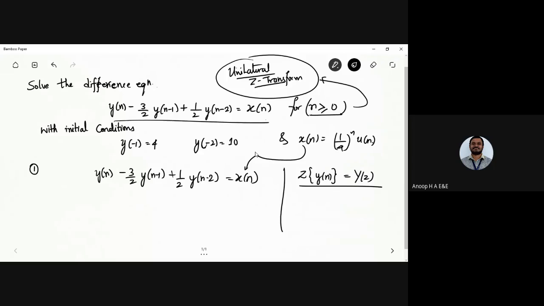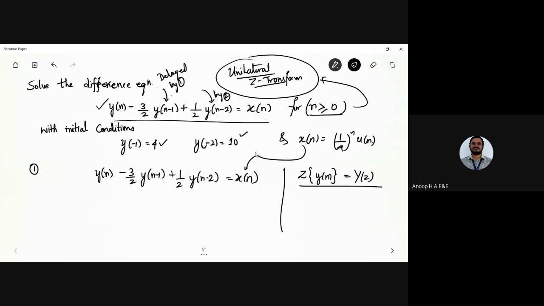What you need to observe in the given equation is that one term is delayed by 1 unit, and the other is delayed by 2 units. These are the two things you need to observe carefully, and also the initial conditions. When n is equal to -1, y(-1) equals 4. Next, when n is equal to -2, y(-2) equals 10. So for n greater than or equal to 0, this is one thing you need to keep in mind.